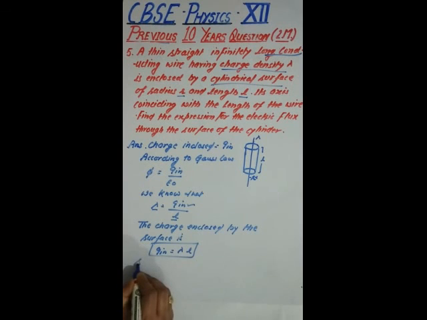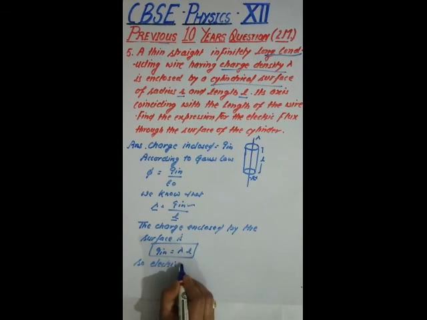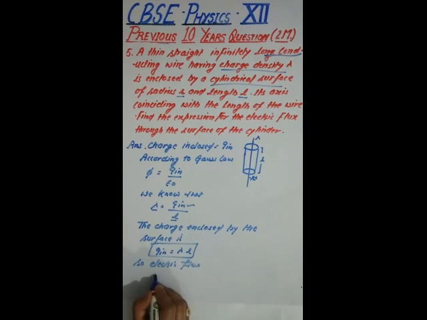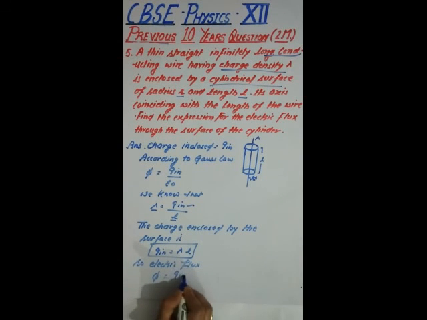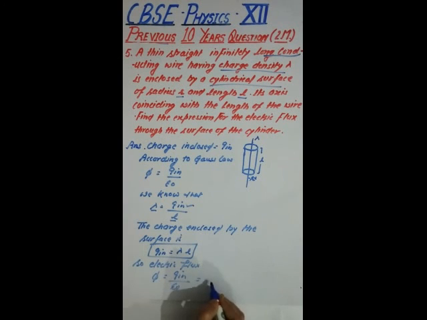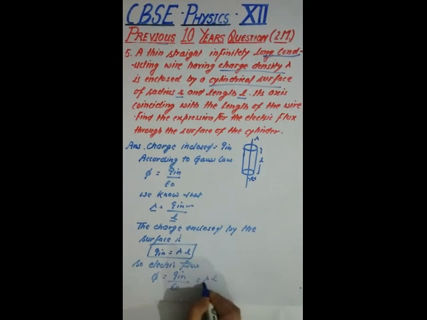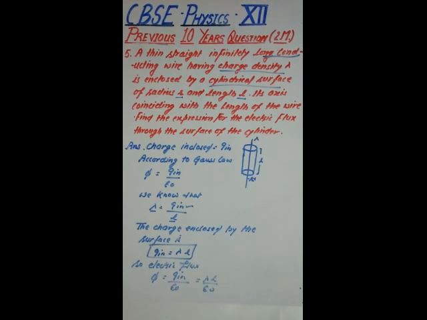So electric flux equals charge enclosed upon epsilon naught, or lambda L upon epsilon naught. Okay.